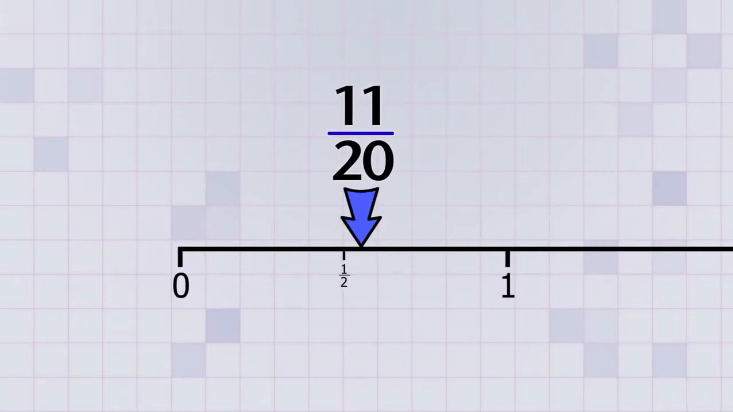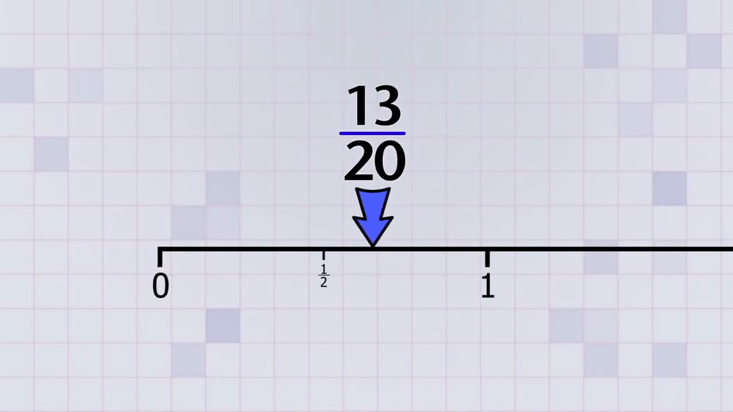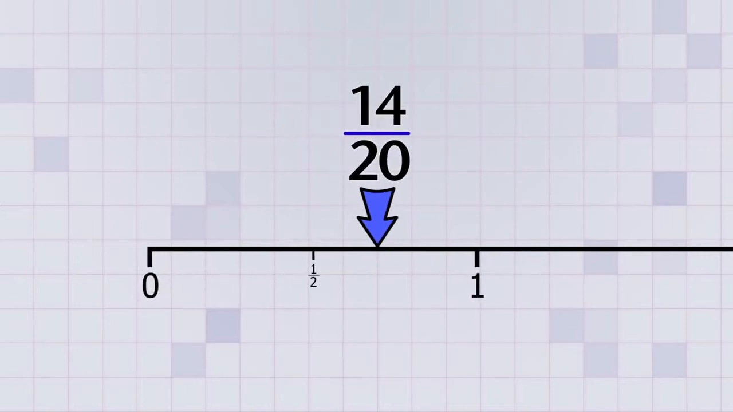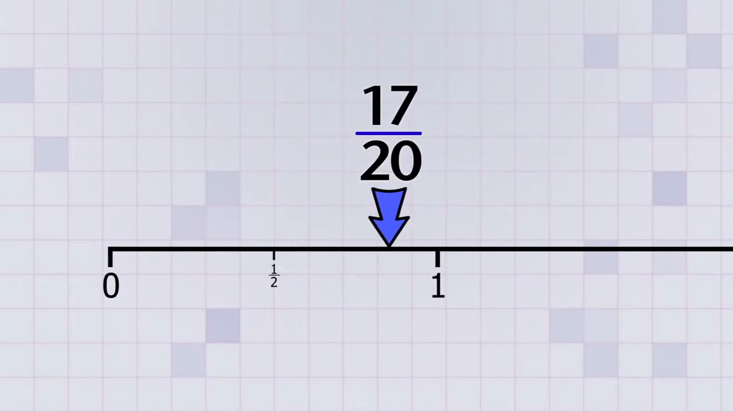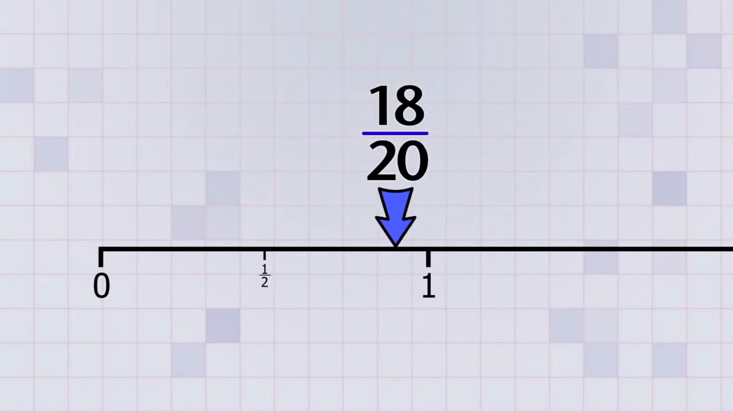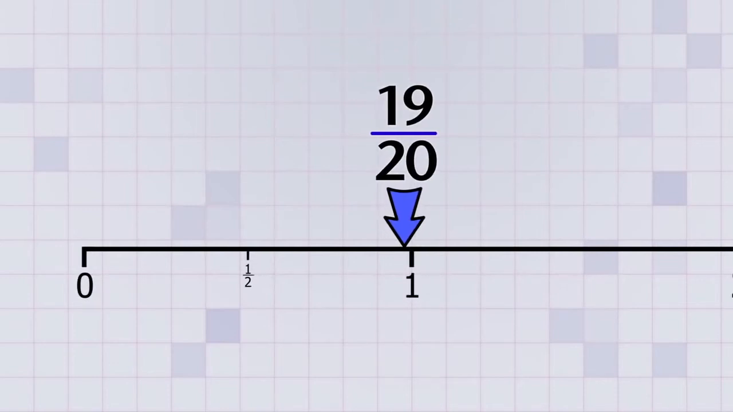All right, so we've passed 1/2 now, and we're making our way to the number 1. Notice that our top number keeps increasing, and it's getting closer and closer to 20. In fact, when it reaches 20, we'll have arrived at 1 because 20 over 20 is a whole fraction. Knowing this can also help you estimate a fraction's value. Whenever you see a fraction with a top and bottom number that are almost the same, like 19 over 20, you know that the value is close to 1.